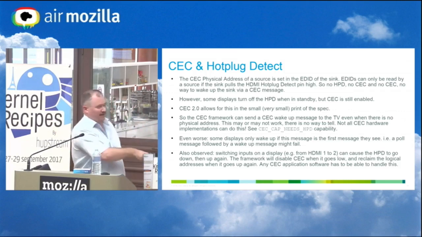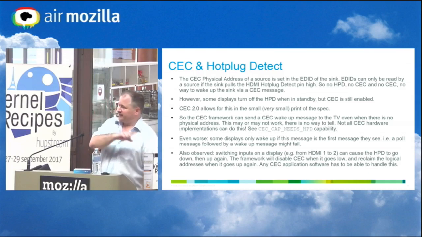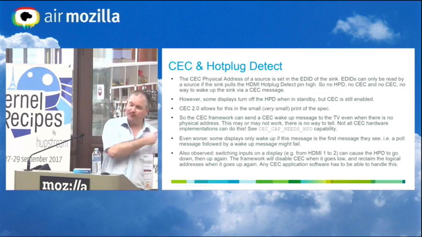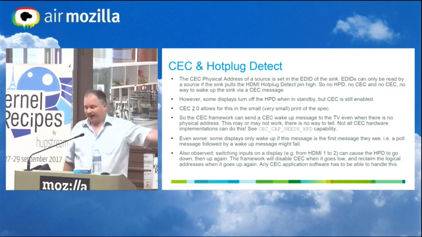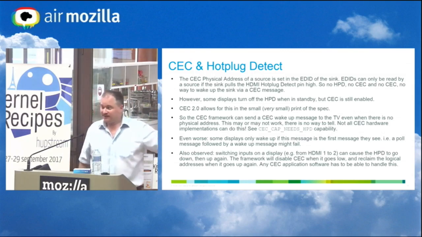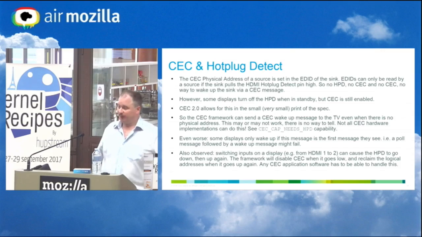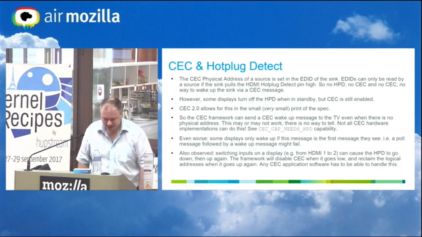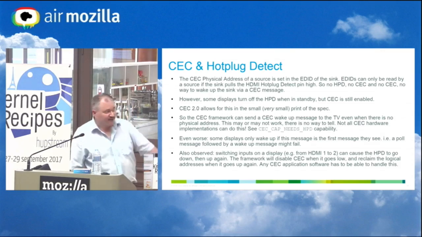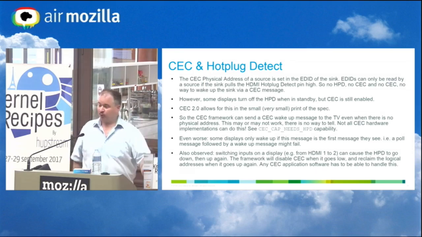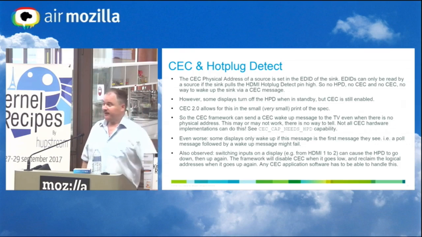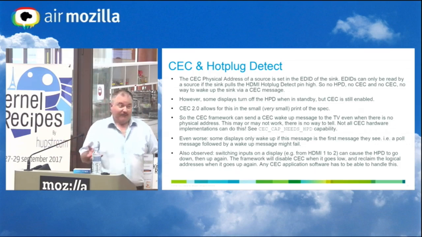This is hard. These are all sorts of undocumented, crappy things that really should not be happening. It is completely out of spec the way that display behaves, but they're there. You have to be able to take care of it. Another thing that we see: switching between inputs on a TV, for some reason they toggle the hot plug detect, it goes down and comes up again. So again, your application has to be able to deal with that.